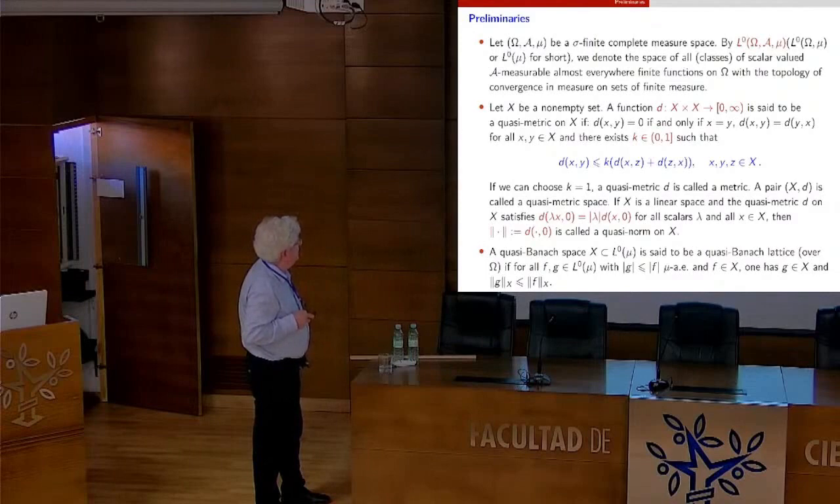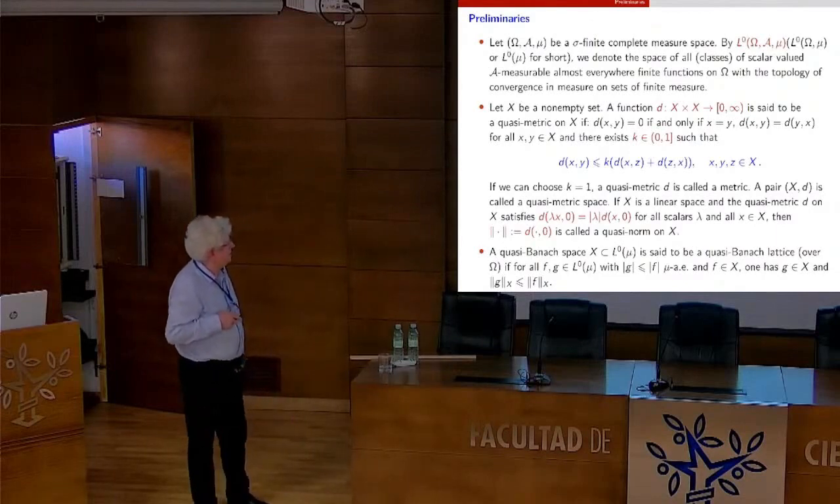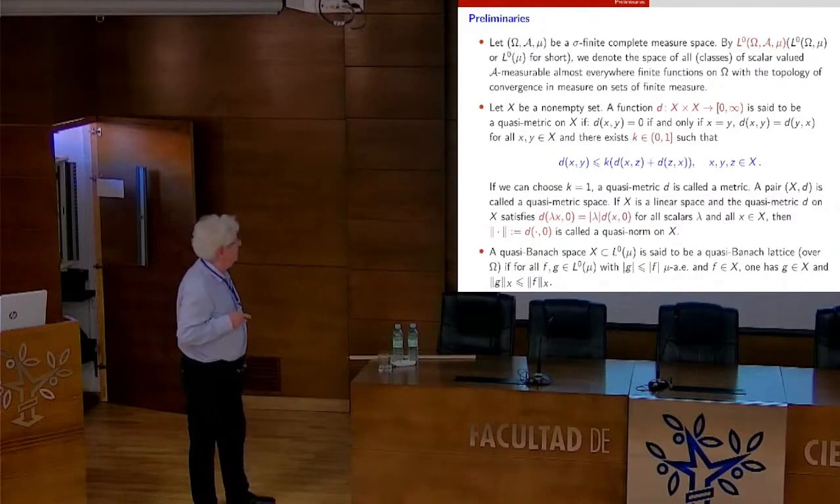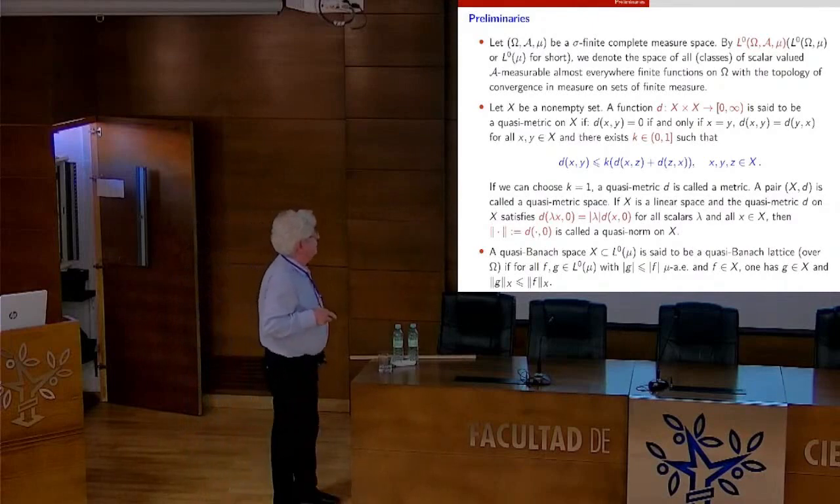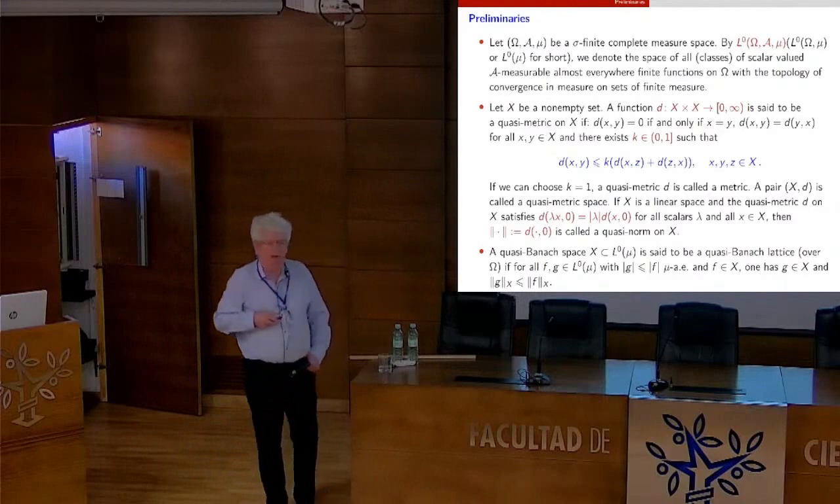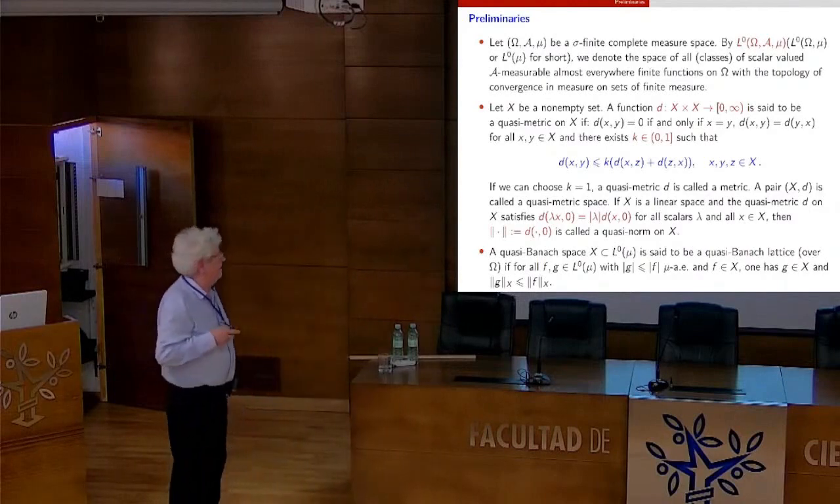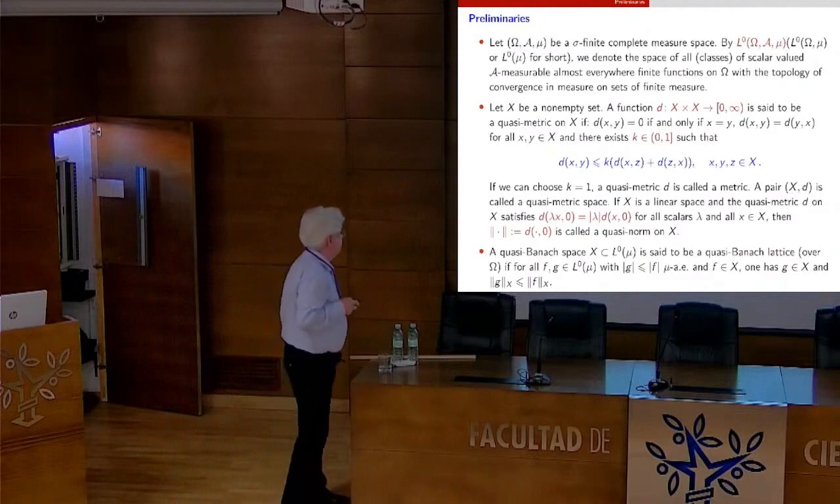So we have a function on a product, the quasi-metric in this sense. We have the triangle inequality with a constant k, which is at least 1; when k equals 1, this is a metric. And whenever X is a linear space and we have homogeneity in this sense, then the functional where on the second coordinate we put 0 gives a quasi-norm.